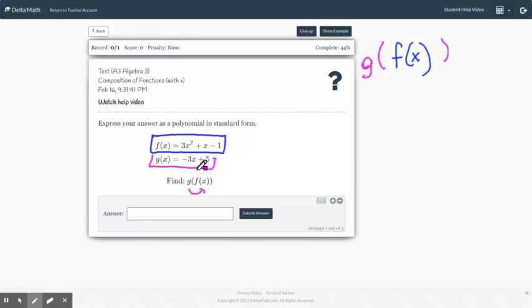I'm going to copy it down, but instead of an x, I'm going to put a parentheses. So this is equal to negative 3 parentheses, make that parentheses pretty big, plus 5. So g was negative 3x plus 5. I wrote down negative 3 parentheses plus 5 because I'm going to replace the x with something. What do I replace the x with? F. I replace the x with the f function. So I'm going to replace it with 3x squared plus x plus 1.